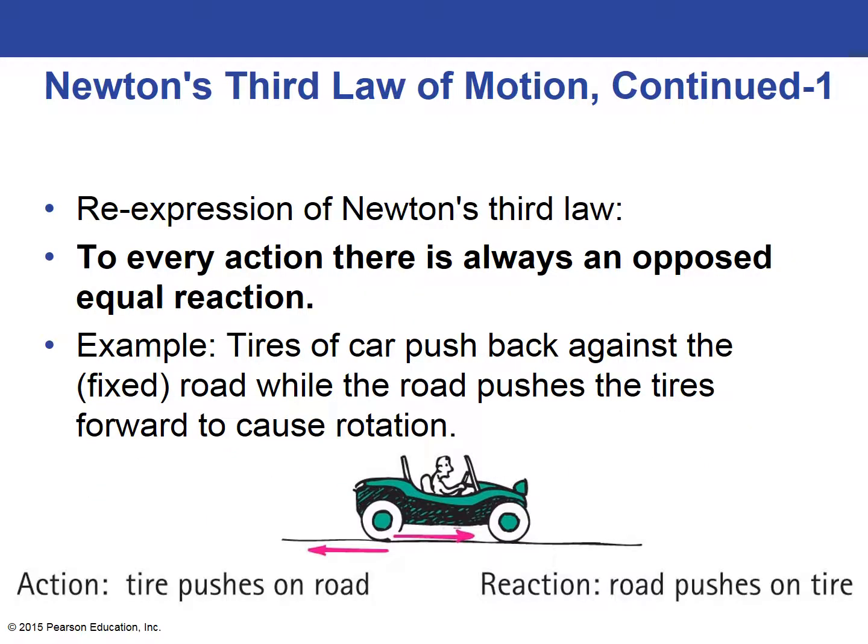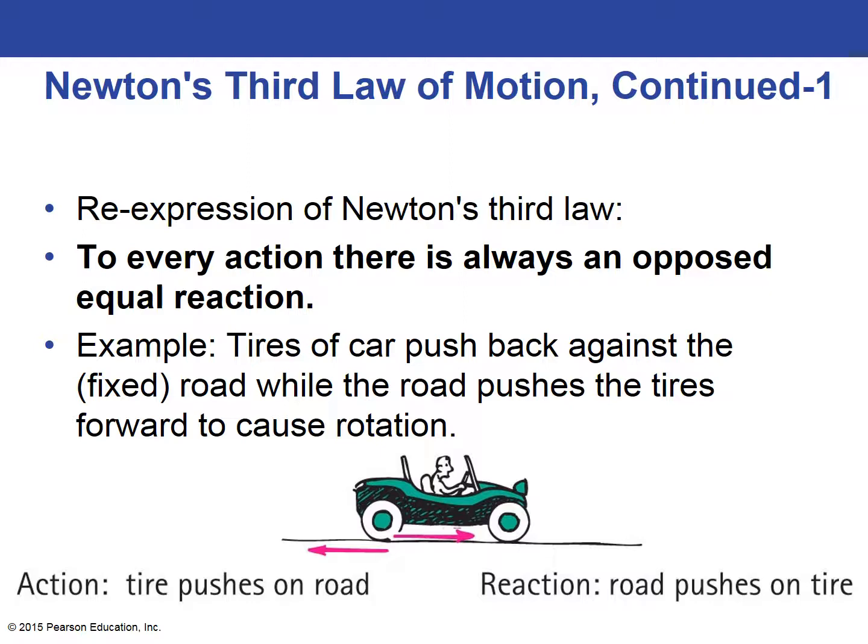As we said earlier, Newton's third law can be expressed by saying that to every action there is always an opposed or opposite reaction. That is to say that the reaction occurs in the opposite direction as the initial action, and they always occur on two different objects.